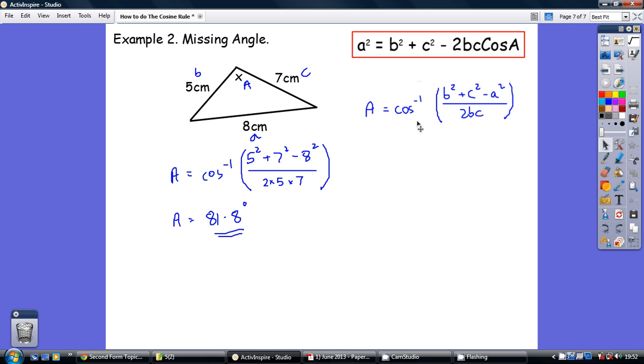Okay, so that's the rearrangement we discussed earlier on. The missing angle is capital A, so the opposite side is going to be little a. Again, it doesn't matter which way around B and C are. So label your diagram, substitute in accordingly, pop your calculator out, and you get an answer of 81.8 degrees. I hope that's helped.